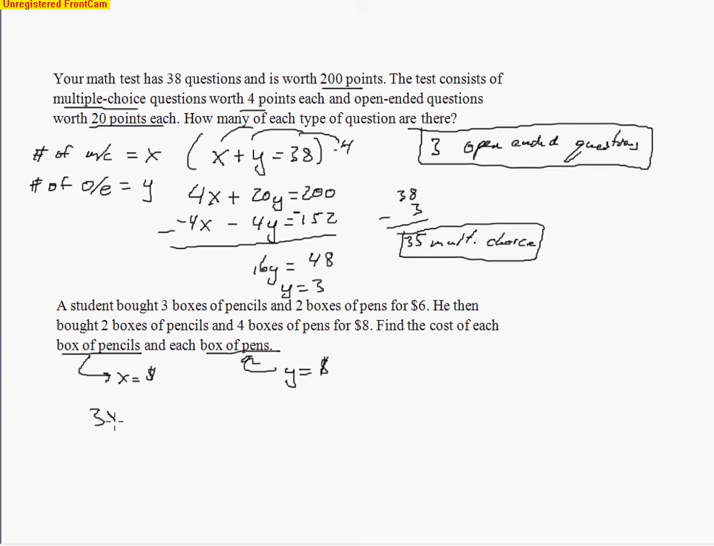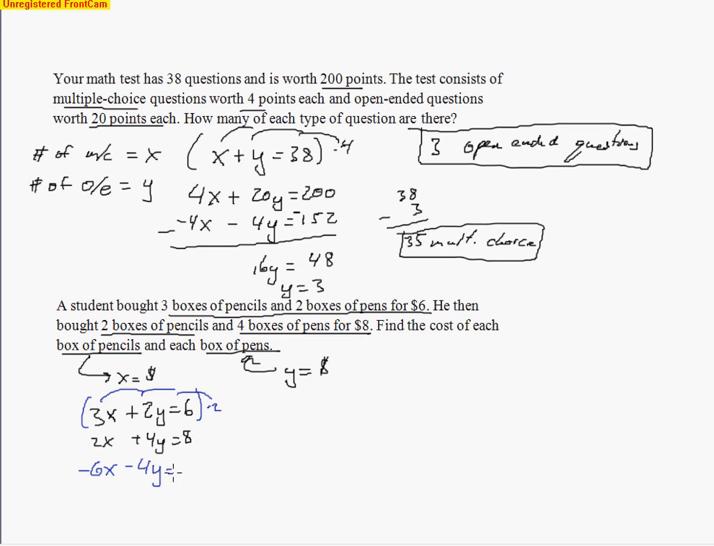3x plus 2y equals 6. That's the first one. 3 boxes of pencils, 2 boxes of pens. Now I got 2 boxes of pencils, so that's 2x, and 4 boxes of pens for $8. So 4y equals 8. So a great way to solve this is to multiply that top equation by -2. That'll cancel out the y terms, so we've got -6x minus 4y equals -12. So when I add that together, I got -4x equals -4. So dividing by -4 leaves us with x equals 1.